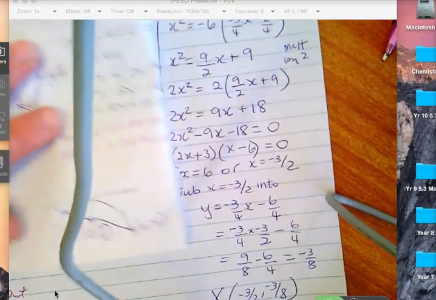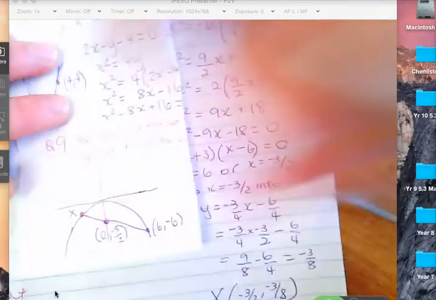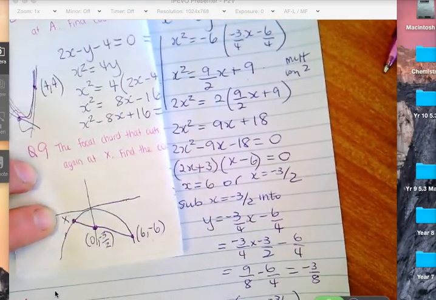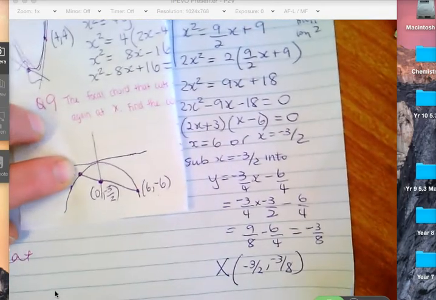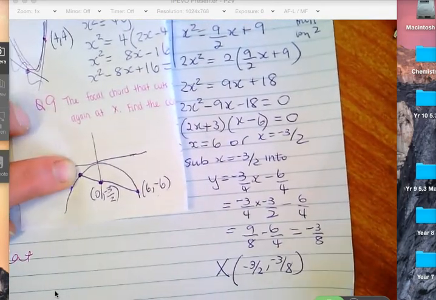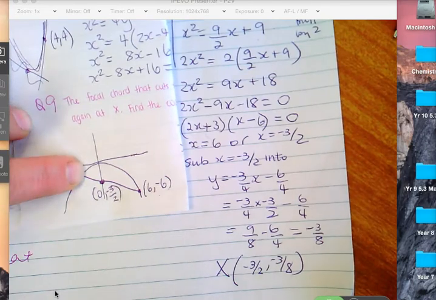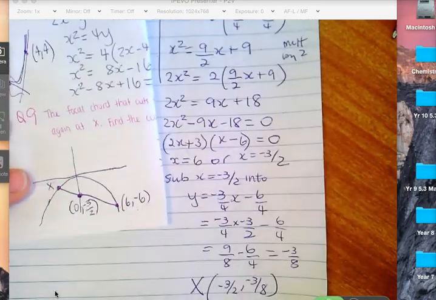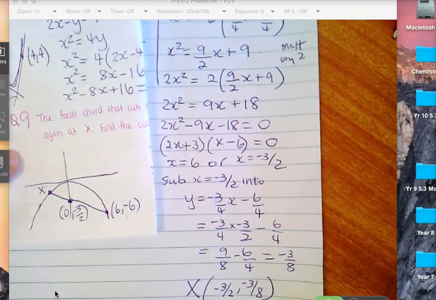So that's what this point here is: negative 3 on 2, negative 3/8. And it makes sense from the drawing that it would be there. Negative 1.5, negative 3/8. Obviously this 6 is not drawn to scale. So girls, there's a fair bit there to do.